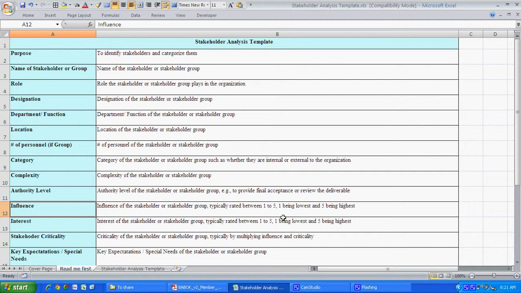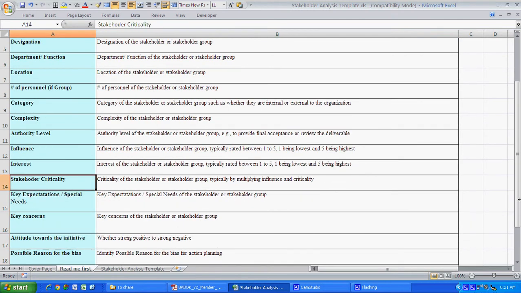There can be situations where certain stakeholder groups, even if they are not high in the organizational hierarchy, still may have very high influence. Then the interest level of the stakeholder group in terms of how much they would like to get involved in the project. Interest depends on how much of the project solution will bring value to the stakeholder group. The stakeholder criticality is a simple way to factor in influence and interest. So we generally multiply the influence factor and interest factor to get stakeholder criticality.